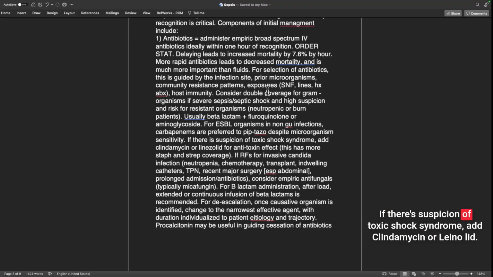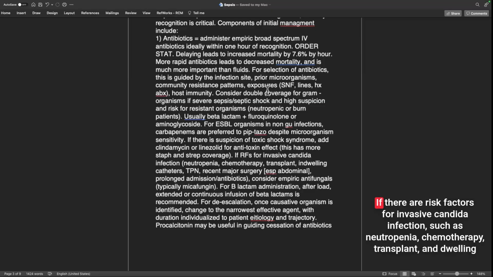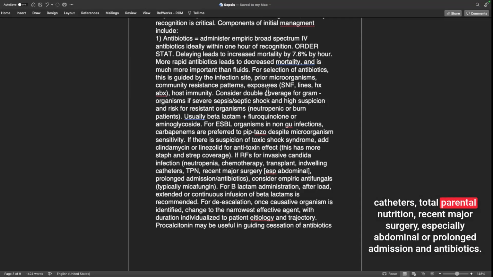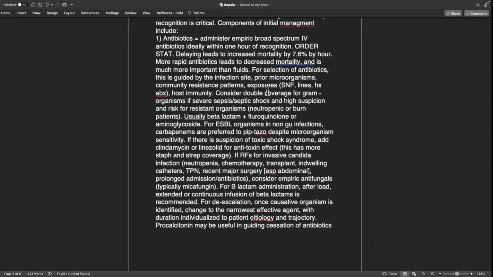If there's suspicion of toxic shock syndrome, add clindamycin or linezolid for antitoxin effect. This has more staph and strep coverage. If there are risk factors for invasive candida infection, such as neutropenia, chemotherapy, transplant, indwelling catheters, total parenteral nutrition, recent major surgery, especially abdominal, or prolonged admission on antibiotics, consider empiric antifungals, typically micafungin.